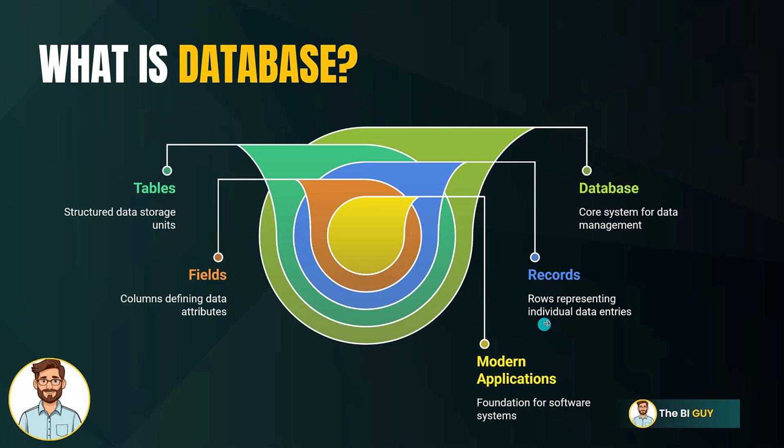Basically, a database is nothing but a core system for data management, where the data is stored. Let's say you are storing it in the form of rows and columns, which in the end results in a table. Rows represent the individual data entries, whereas fields or columns contain the attributes of the data. In the end, this combination of fields and records, or columns and rows, becomes a table, which is a structured data storage unit in SQL databases. As a practical example, all modern applications, ERPs, or any kind of software use a database as the backend for data storage, retrieval, or any kind of process related to data.